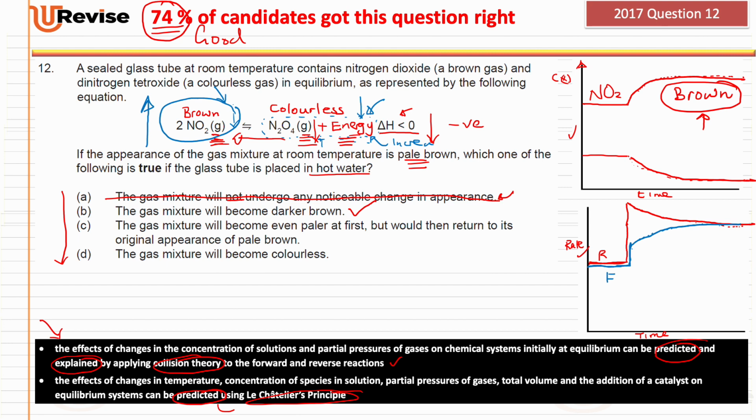C: the gas mixture will become even paler at first. No, it doesn't become even paler at first, right? Because as we can see, the collisions will all increase, and we're not producing more of the colorless gas by increasing temperature. It's not going to happen that way. D: the gas mixture will become colorless. No, because we have agreed that the reactants will increase in concentration and the reactants have got a brown color, so there is no way the mixture will become colorless. So from this, we can conclude that the correct answer is B.